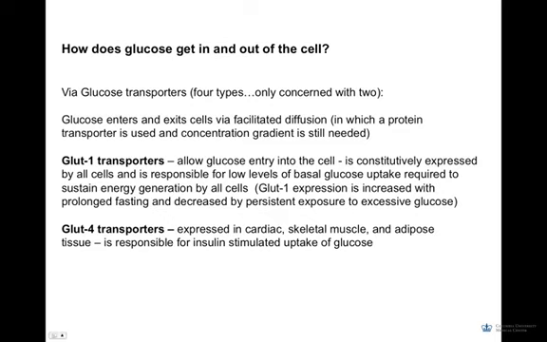Now, GLUT4 transporters, on the other hand, these are the transporters that are expressed on muscle tissue, especially cardiac and skeletal muscle. It's found on adipose tissue. It's found on the liver as well. And GLUT4 transporters are responsible for the kind of glucose uptake that is insulin mediated. And so these GLUT4 transporters are not constitutively expressed. In fact, the availability of these GLUT4 transporters is entirely dependent on insulin.